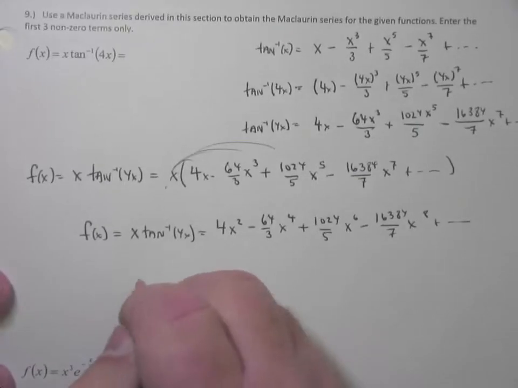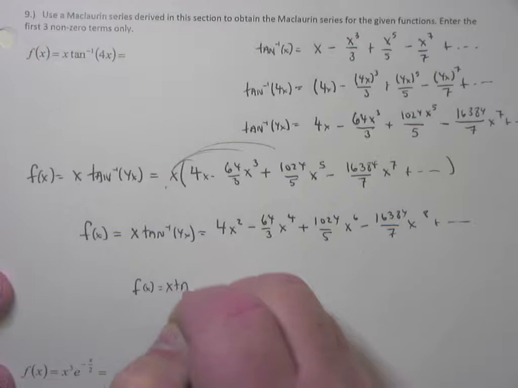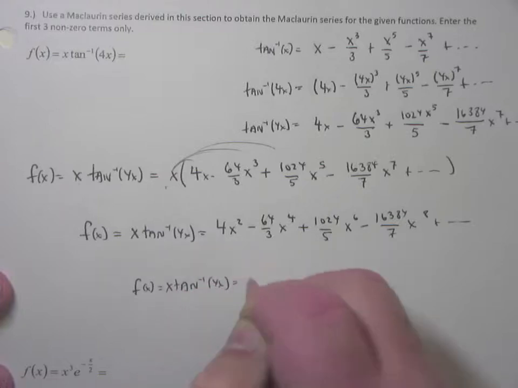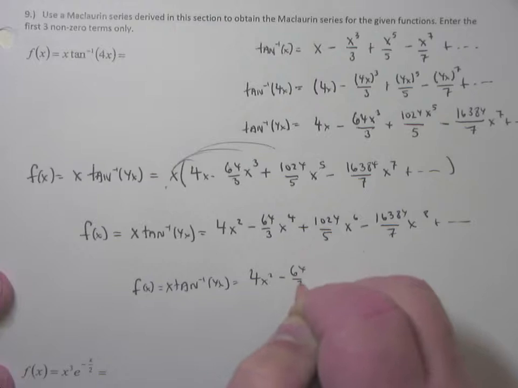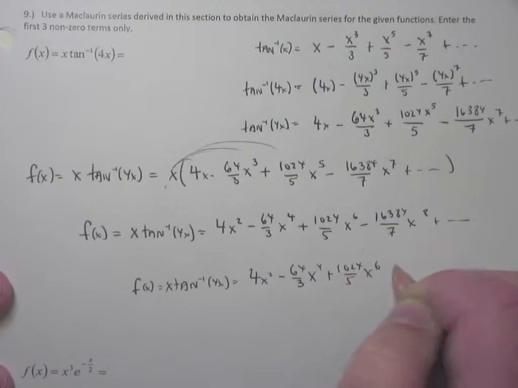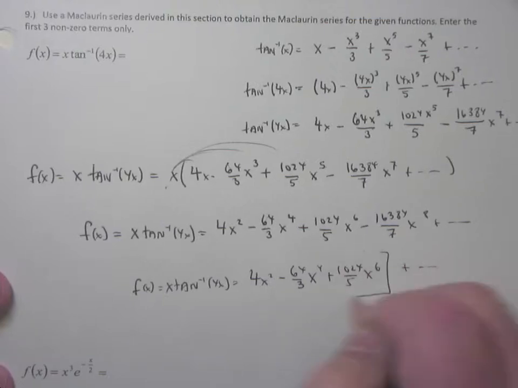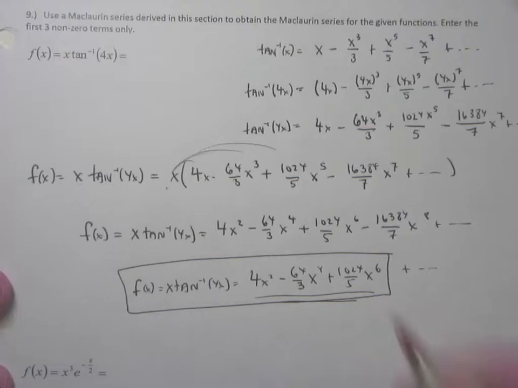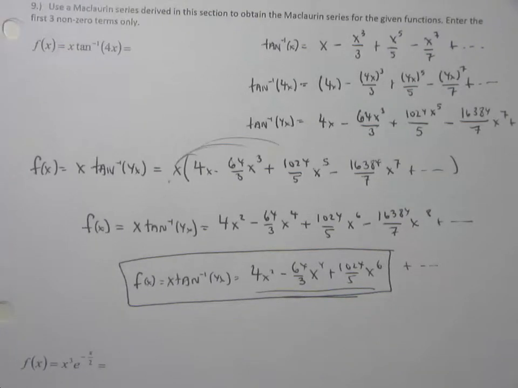So therefore, to answer the question, f of x, which is x times the tangent inverse of 4x, is going to be 4x squared minus 64 thirds x to the fourth plus 1024 over 5 x to the sixth. Now, officially plus dot, dot, dot, but those are the three terms that I have to put on WeBWorK. Because on a computer, if you give more than the terms you're supposed to give, the computer's going to count it wrong. On the final exam and the test, we're not going to count it wrong. We're going to obviously count it right. If you gave us more than we required, that's even better. Okay, so more is always better.